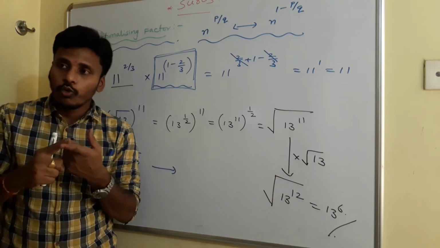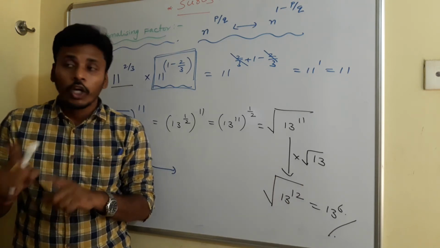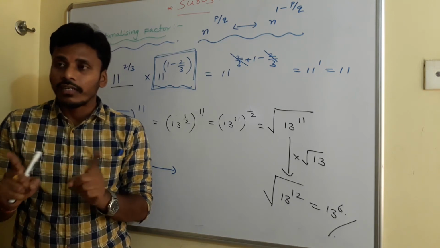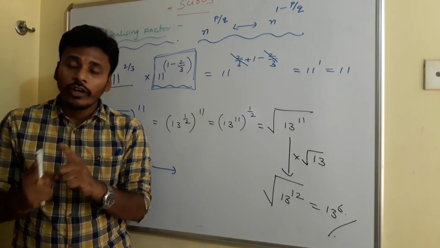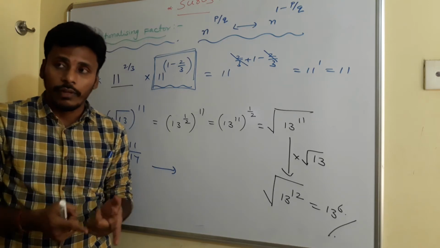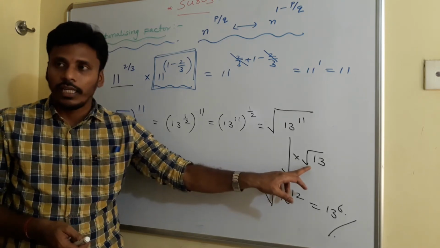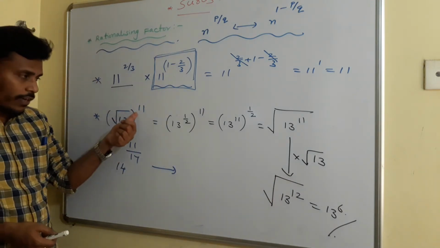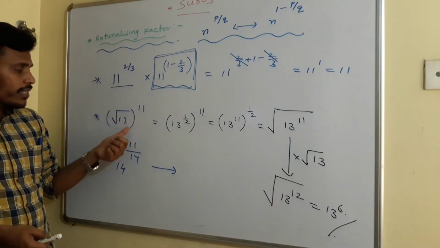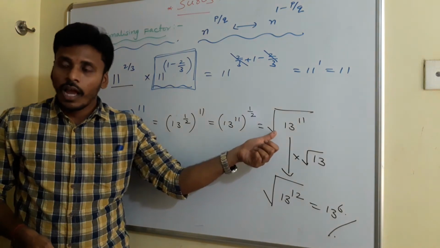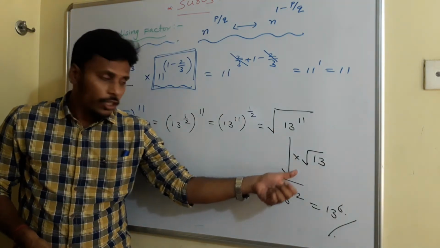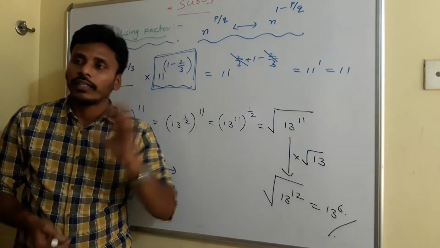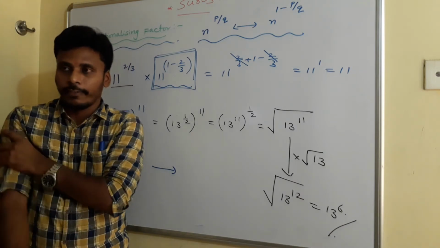See, if you multiply two numbers, the result is a rational number. But don't concentrate on that result. You need to concentrate on the thing which we are multiplying. You need to concentrate on this root 13. So this is the rationalizing factor. For this root 13 power 11, you express it as root of 13 power 11, and if you multiply it with root 13, your answer is root of 13 power 12, which is 13 power 6. Right?